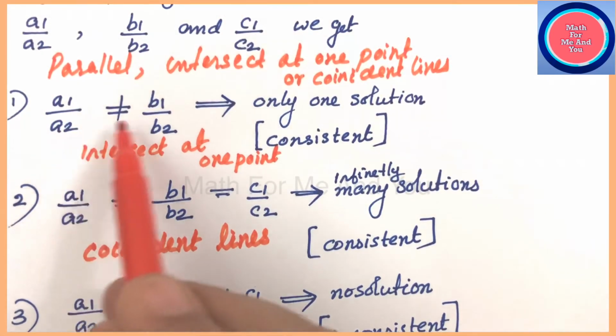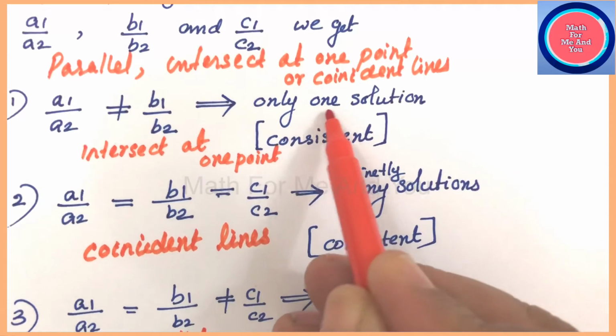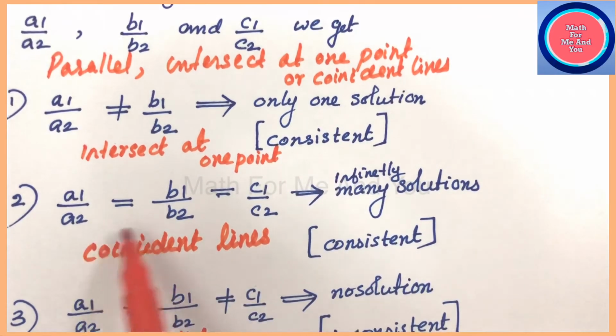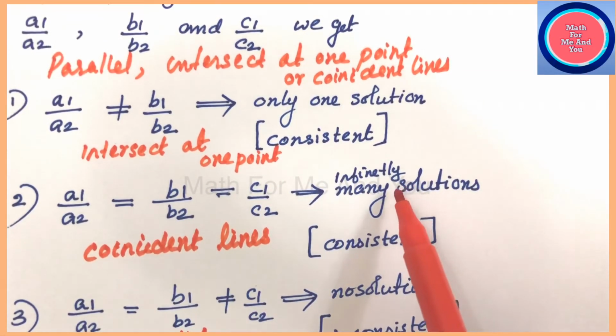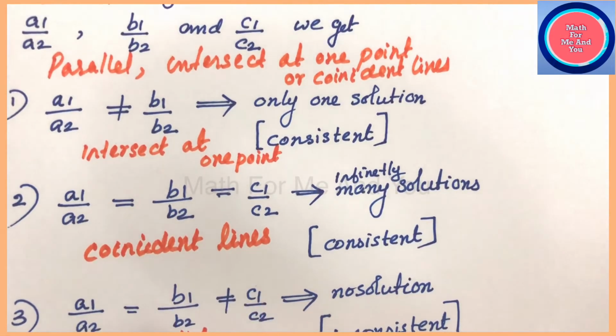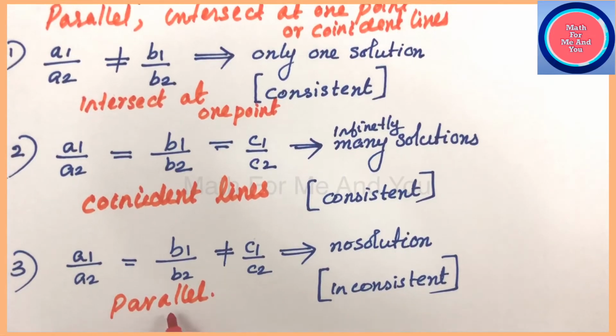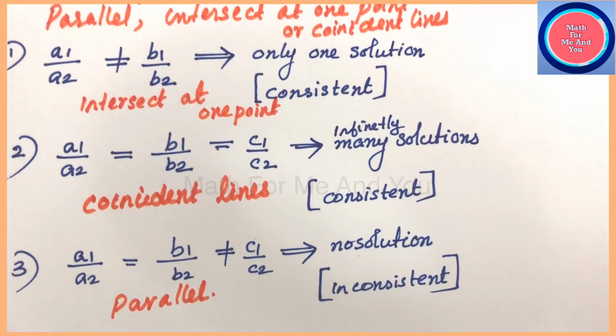And a1 by a2 not equal to b1 by b2. See what all results we get? Only one solution, intersect at one point. If all the ratios are equal, then infinitely many solutions and the lines must be coincident lines. And a1 by a2 equals b1 by b2 but not equal to c1 by c2 means no solution, parallel lines.